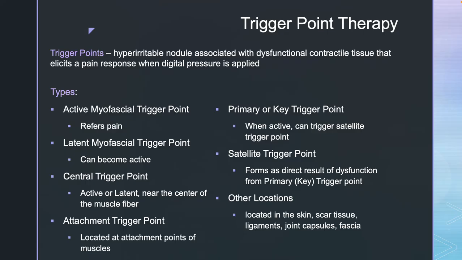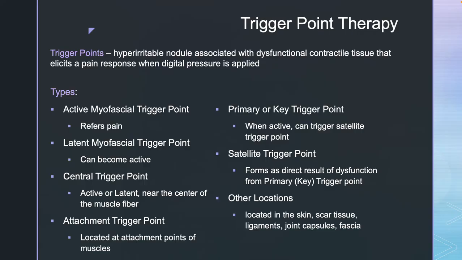Trigger points. You're like, what is that? There's a lot of different kinds of trigger points. A trigger point is defined as a hyper-irritable nodule associated with dysfunctional contractile tissue. So dysfunction in a muscle that contracts, okay? And this elicits pain when pressure is applied. There are many types I listed here, and we have a whole semester on trigger points next semester. So that's fun. And their referral pain, which you guys will see, is usually easy to figure out.